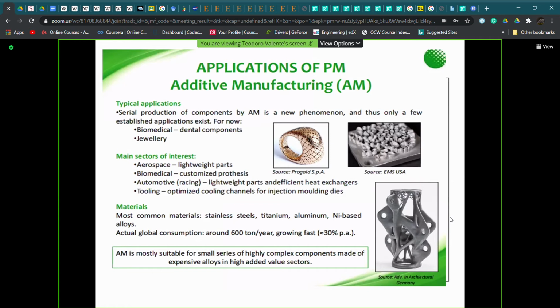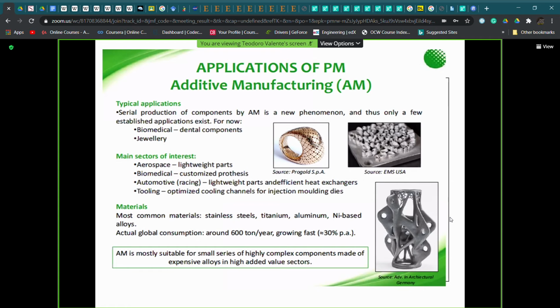Typical applications of additive manufacturing technologies, up to now, apart from some special cases, can be found in the biomedical area, in the jewelry area, biomedical for example for dental components, but they have received great attention in lightweight parts for aerospace applications, as well as lightweight parts for automotive, essentially for racing applications.